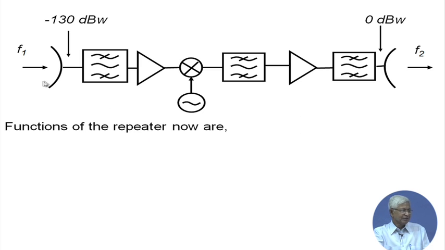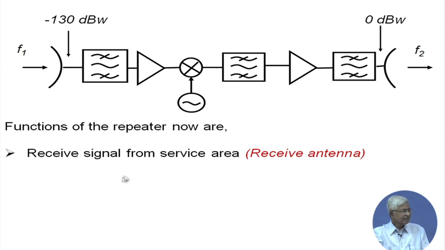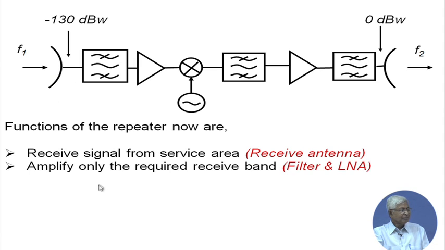The functions of the repeater now, let us put a definition and then we will go to the subsystem. One is to receive the signal from the service area. So, you need a receive antenna. Then amplify only the required receive band. You might be receiving many things based on the antenna capacity. It is receiving many signals. Out of that, only the required band has to be taken. So, there has to be a certain filter, and since the signal is very weak, you need a low noise amplifier.